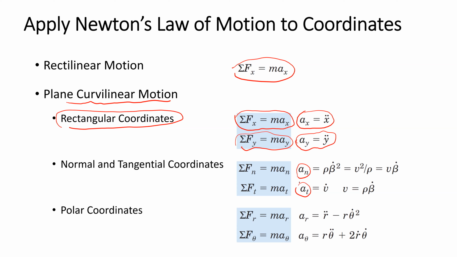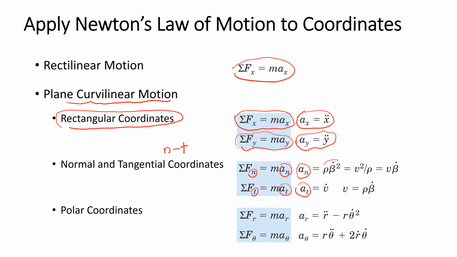Newton's second law of motion is still true for the nt, or normal-tangential, coordinates. The summation of force in the normal direction is equal to mass multiplied by the acceleration in the normal direction. For the tangential direction, also, the summation of force in the tangential direction is equal to m times a in the tangential direction.